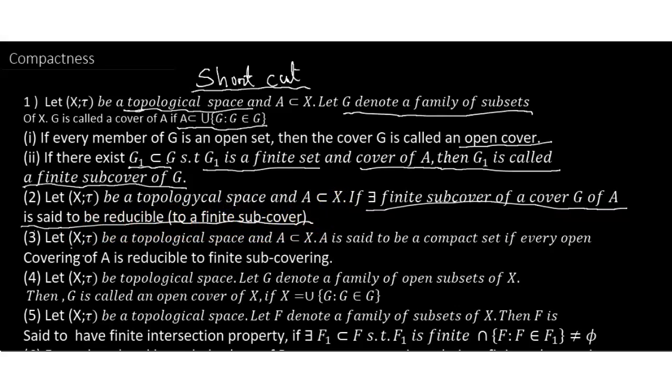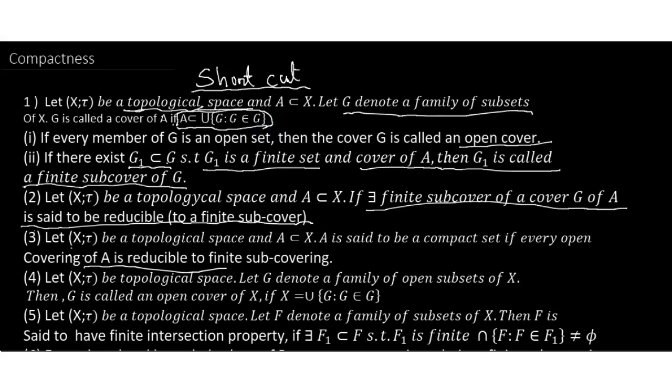Let (X, tau) be a topological space and A a subset of X. A is said to be a compact set if every open covering of A is reducible to a finite subcovering. This equation is very important: A is a subset of the union of G, such that G belongs to G.